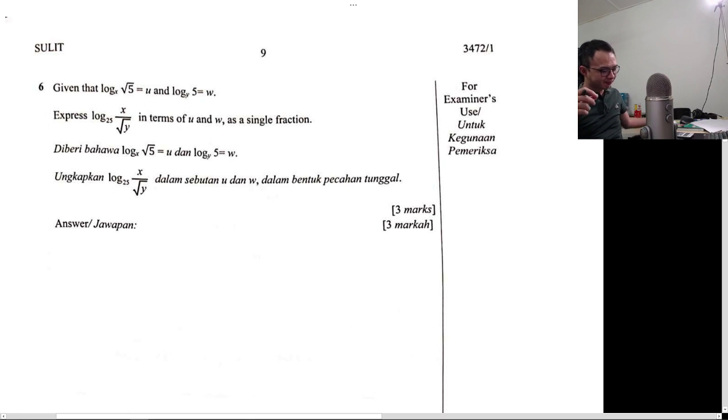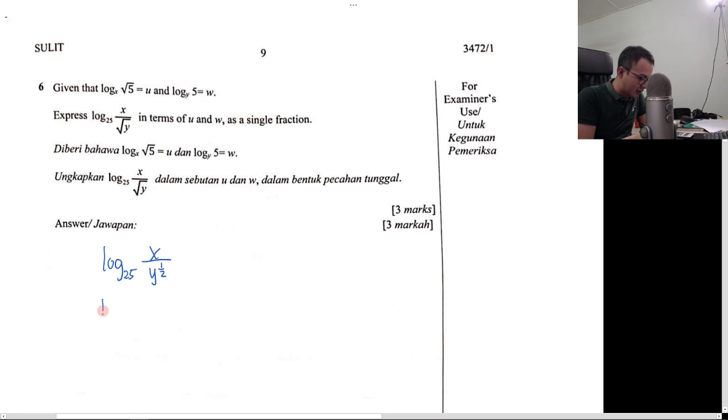Alright, so I guess these are log questions. Given that log base x squared of 5 equals u and log base y of 5 equals w, express the expression in terms of u and w as a single fraction. So I express this one: log of 25x over square root x, I know, over square root y. Square root y I know is y power half, right? You should know about this.